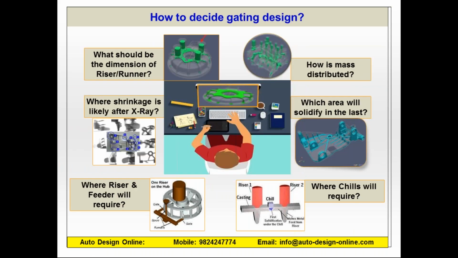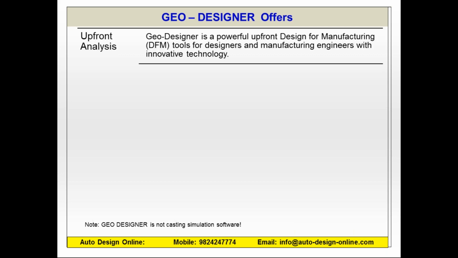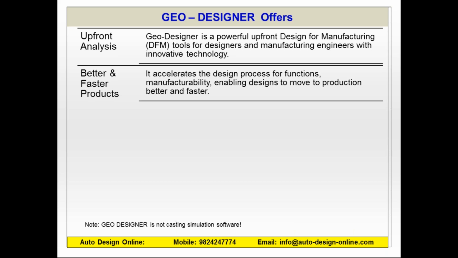Now, these are the questions which arise at the designing stage as well as the RFQ stage in order to understand the complexity of this casting part, and how this part will later lead to criticality when we actually develop it. So in this case, what we will see is quickly how this software works. This Geo Designer is basically an upfront design for manufacturing tool, which helps engineers at the early stage, as I said, to decide various things. It ensures that it will reduce the product development time and the cost.